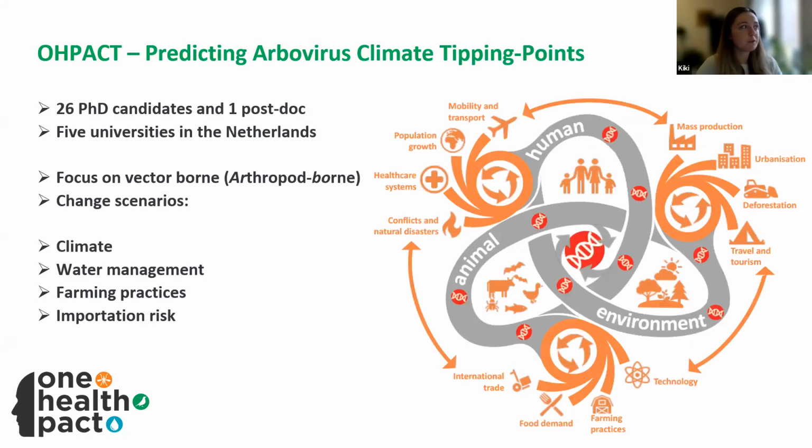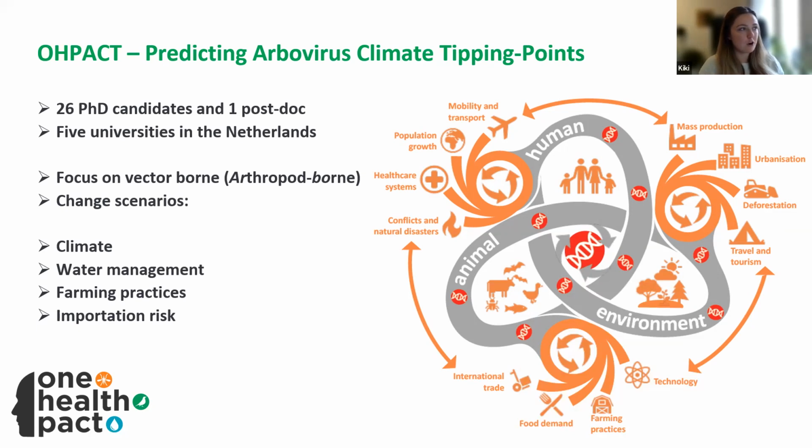About our consortium, it's called the One Health PACT Consortium, and PACT stands for Predicting Arbovirus Climate Tipping Points. We are 26 PhD candidates and a postdoc from 5 universities in the Netherlands, all working on the same topic, but from a lot of different angles. We focus on vector-borne diseases, also sometimes called arthropod-borne diseases, arboviruses in this case, because we focus on viruses.